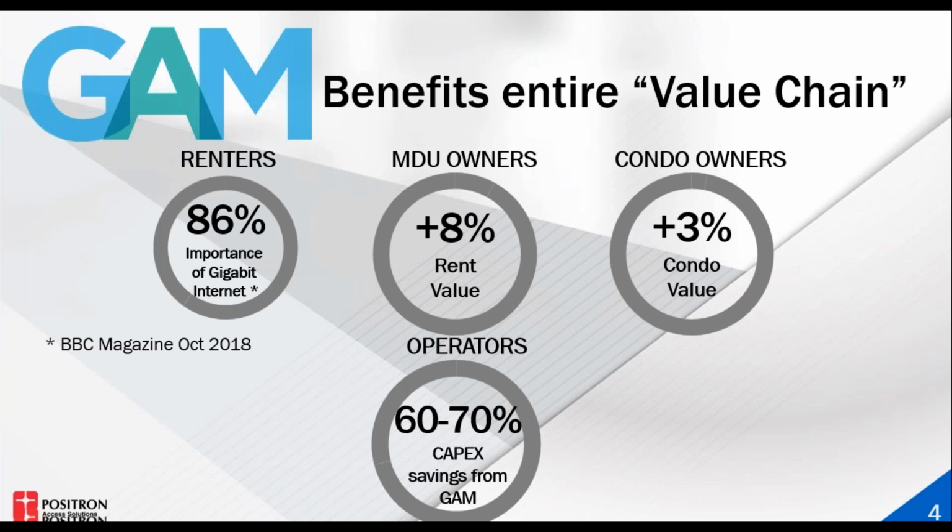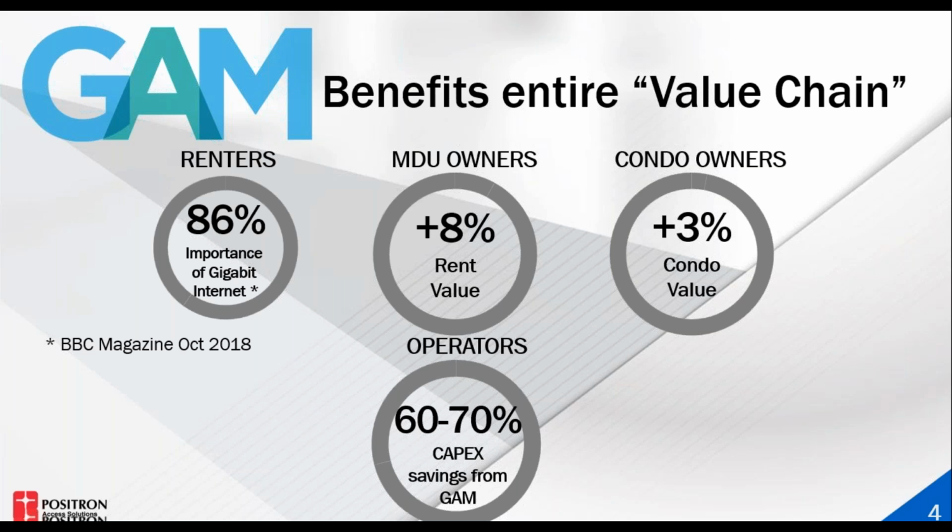So why does G.hn matter? Well, it benefits everyone in the value chain. So if we go from the subscribers, so the renters, in a number of surveys, one, for instance, of 2 years ago from BBC Magazine, they rated access to gigabit internet at the top of their list, above any other amenities. And that was before the current situation with a lot more home working and remote learning, which probably would bump up this number. And MDU owners know this.